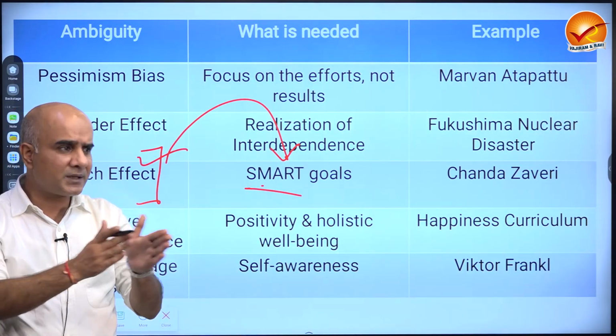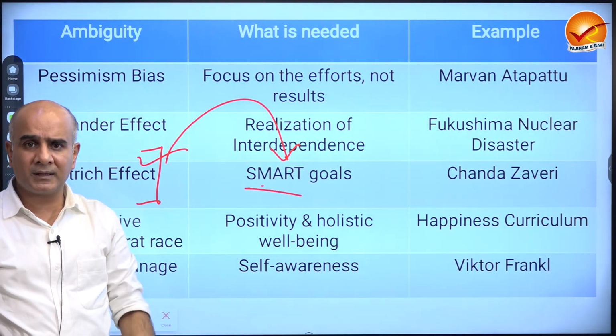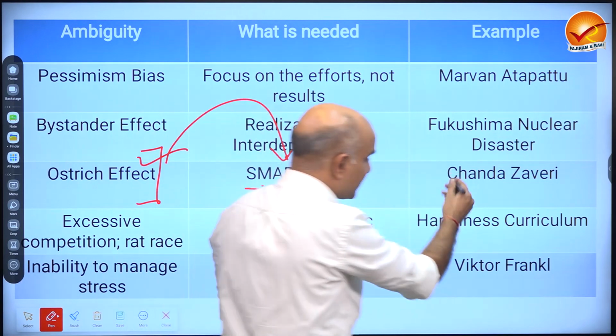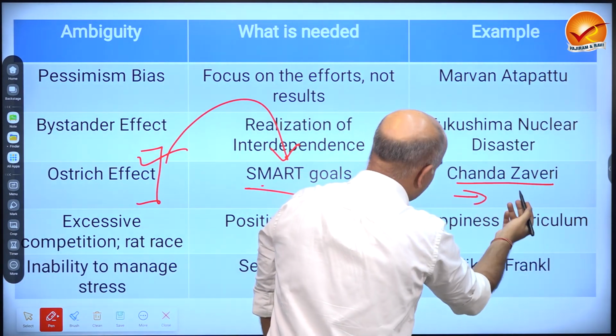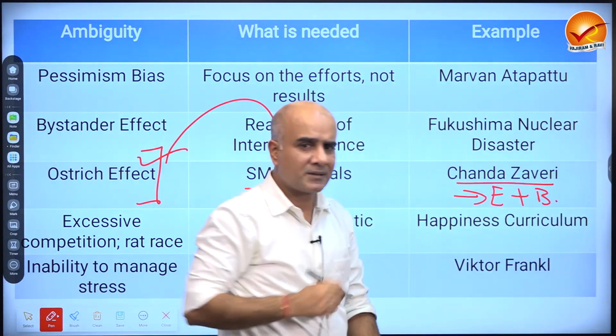Specific, measurable, achievable, realistic and time bound. And here now comes the example of Chanda Zaveri. And what is Chanda Zaveri's example? Number one, what is the goal? Number one, finish your education. And number two, start your own business.